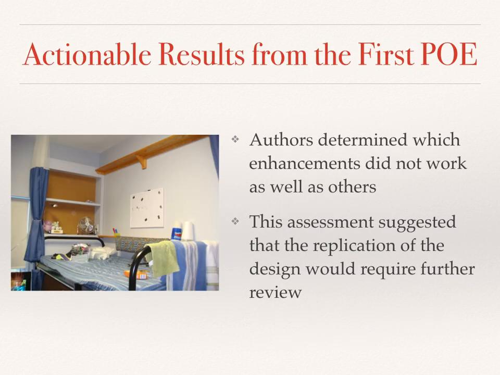Some actionable results that came from our first POE and its analysis helped us determine that not all the enhancements worked as well as others. For example, the photo you see here on the left shows the enhanced room and one of the 4 bunk beds. The blue striped cover was an elasticized cover we thought would help the bed to be used as a bed or as a sofa during the day. However, the residents found it was way too hard to get on and off and decided that it was not the best use of their time and energy. The assessment suggested that the replication of this design as a whole would really require further review.